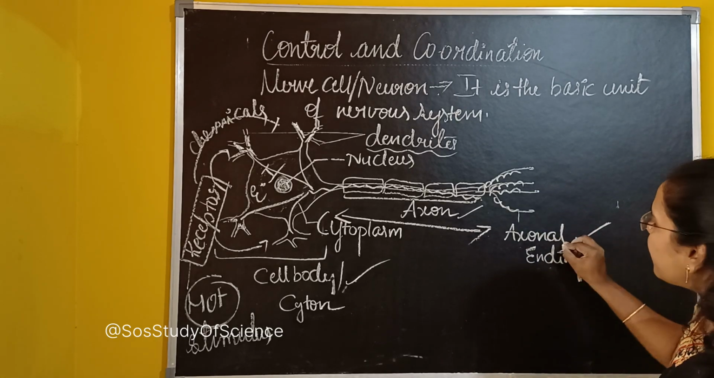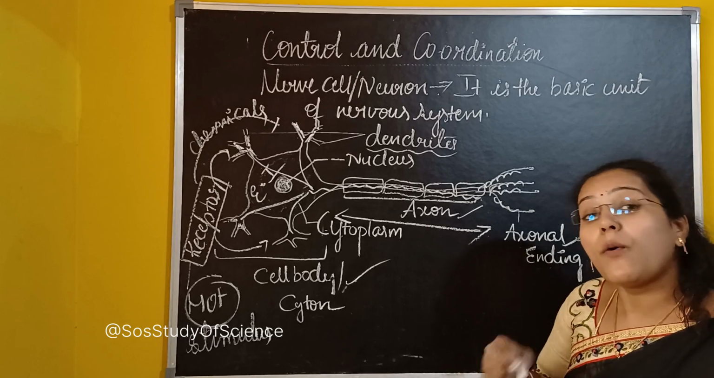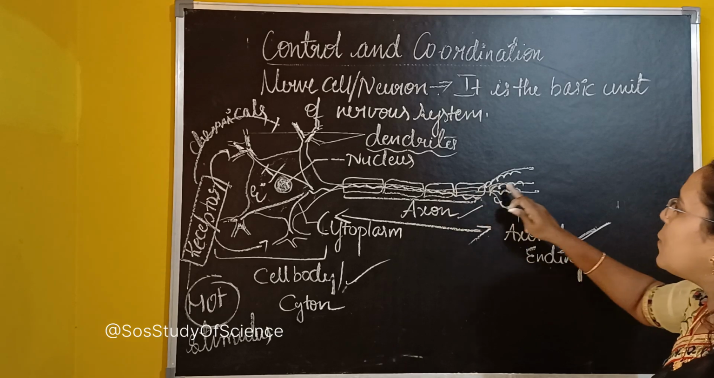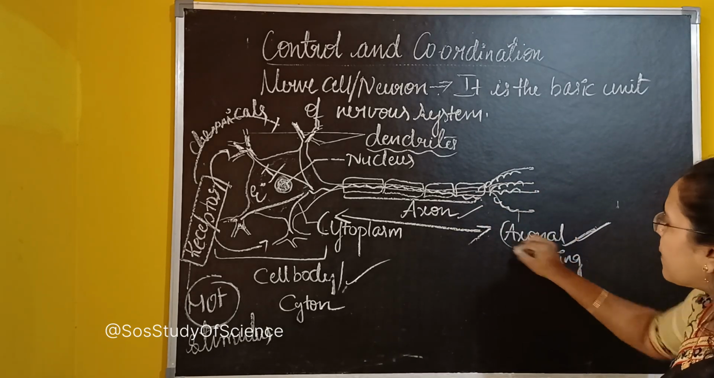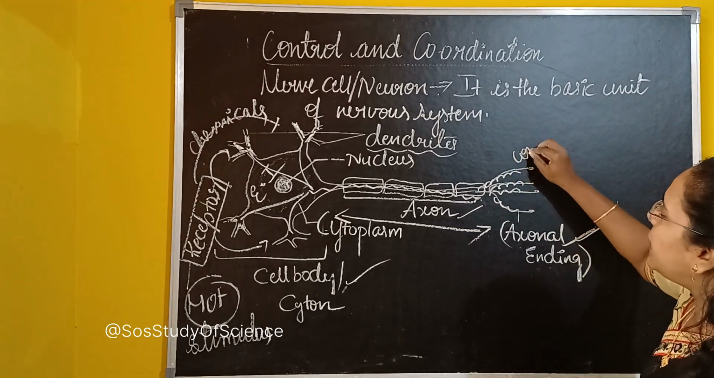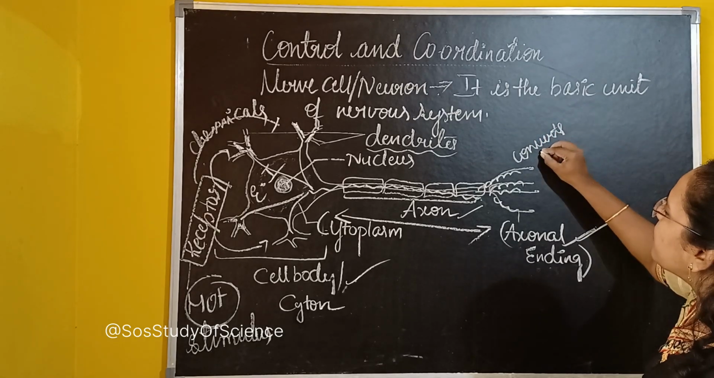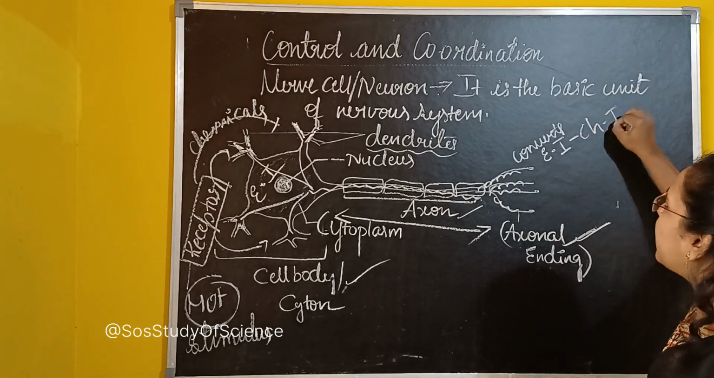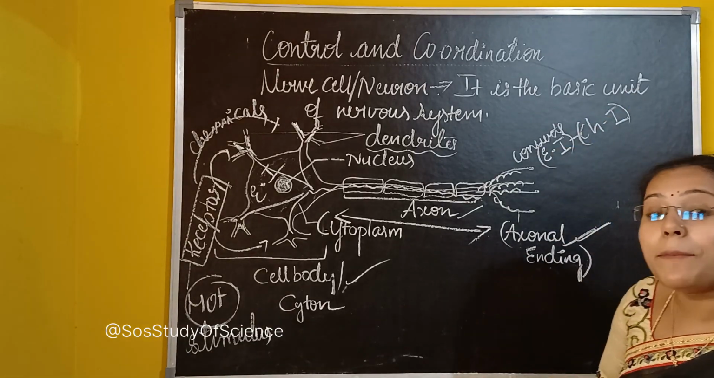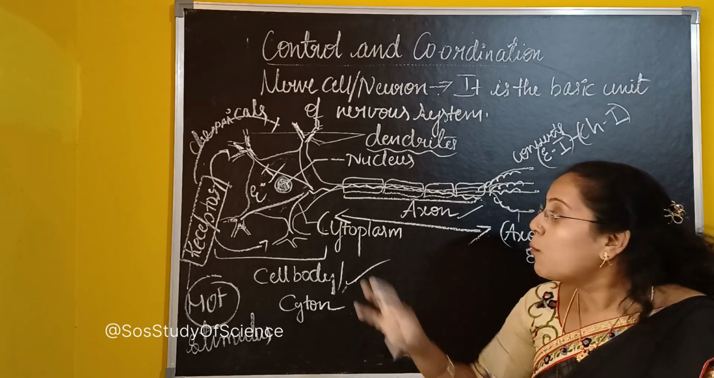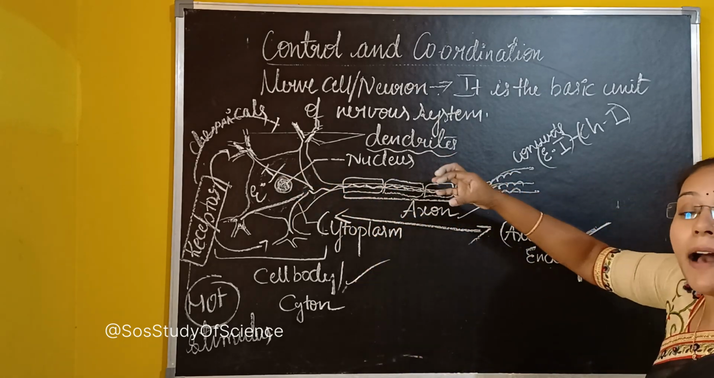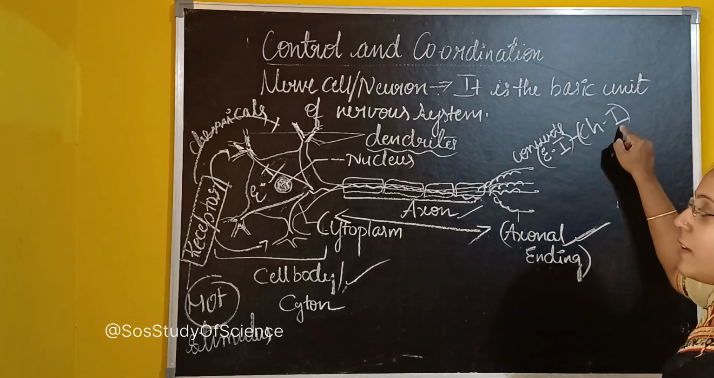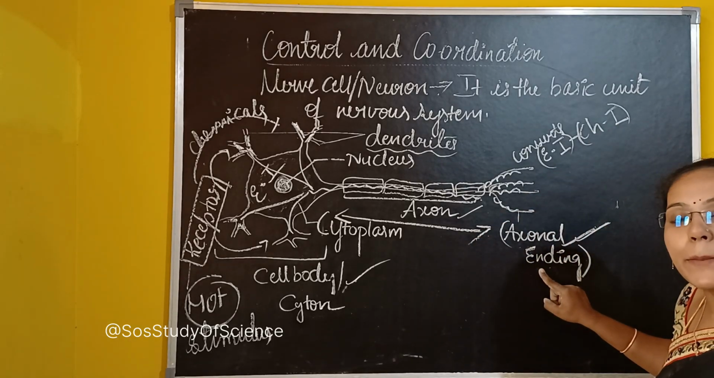Okay? Now, the last part is what? Axonal ending. What will axonal ending do? Electrical impulses from the dendrites till the axonal ending have reached. This axonal ending will convert. Remember, it converts electrical information into chemical information. Whatever electrical impulses are passed throughout the body of the nerve cell are converted back to chemical information with the help of axonal ending.